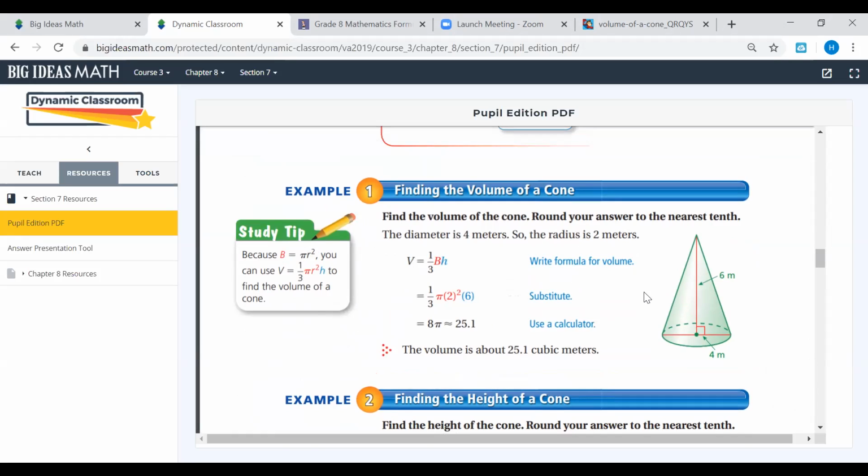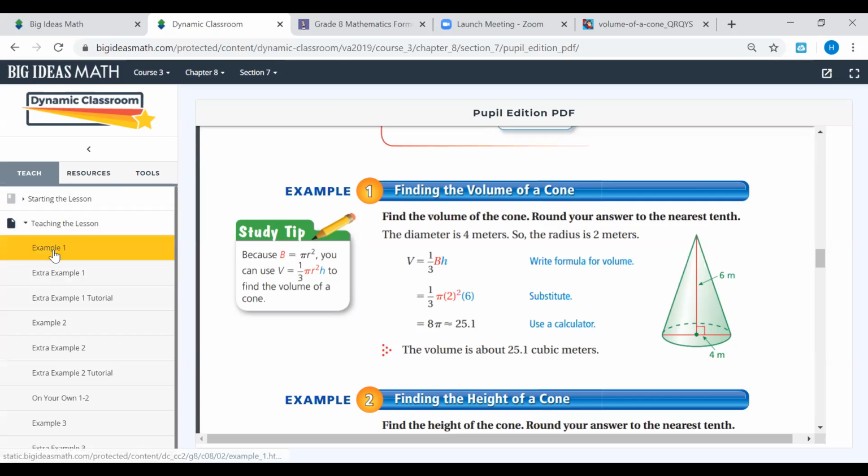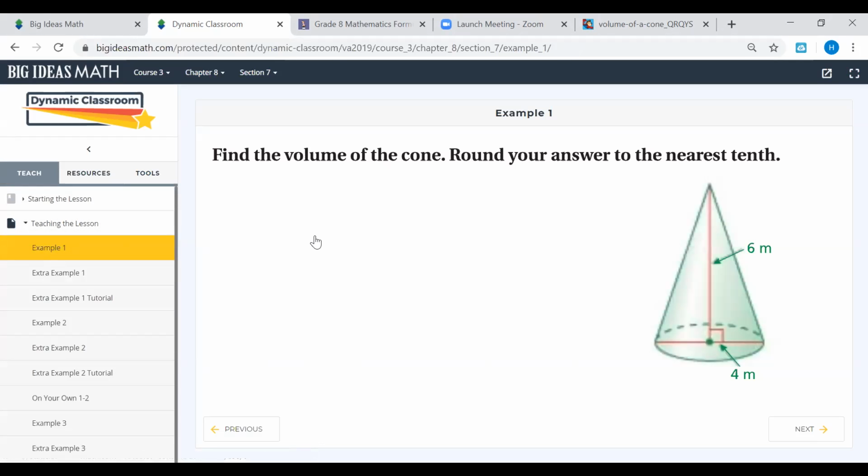This first example asks you to find the volume of the cone and then round your answer to the nearest tenth. In this example, they're showing that the diameter is 4 meters. Don't be tricked by that, because we don't want the diameter, we want the radius. Half of the diameter is the radius, so it would be 2 for this example. Let's take a look at the online example 1 broken down as you have in front of you. The diameter is 4 meters, which means the radius is 2.